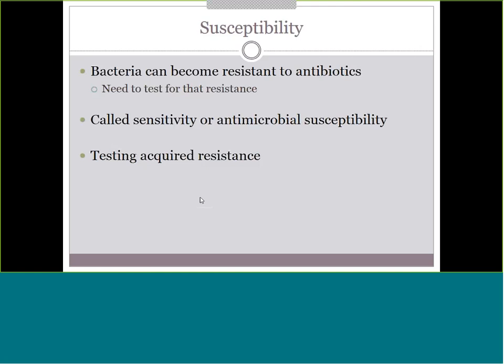So it's a good guideline. It shows them exactly what works against it and what doesn't work. So that's susceptibility testing. You can also call it sensitivity testing. So whichever way you want to word it, sensitivity or susceptibility, same thing.